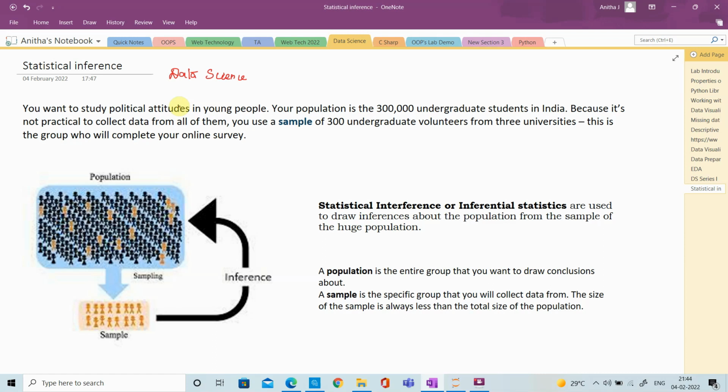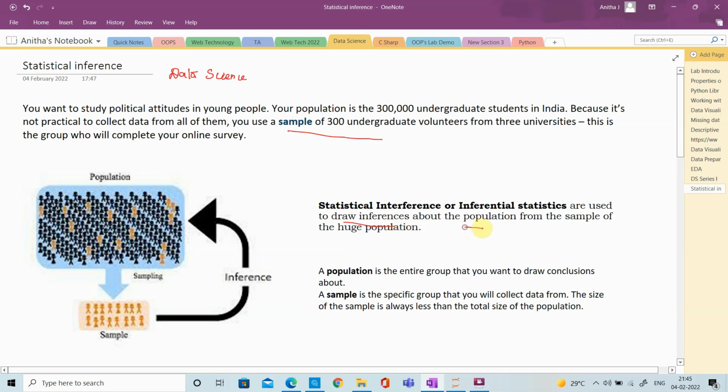So what we can do is select a sample of 300 undergraduate students from any of 3 universities and collect the information from them. That students' information you can use to get an inference about the whole student population in India. Statistical inference, or inferential statistics, is used to draw inferences about the entire population based on a sample from the huge population.